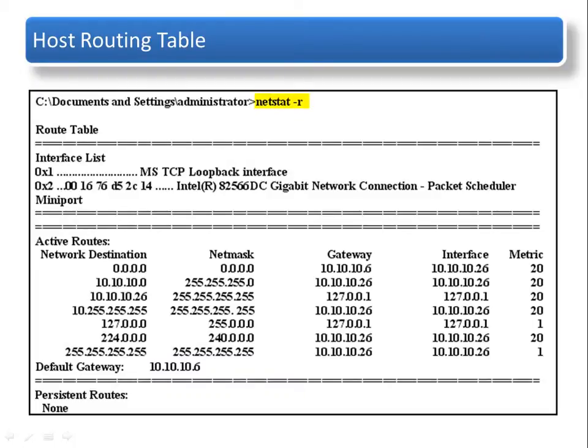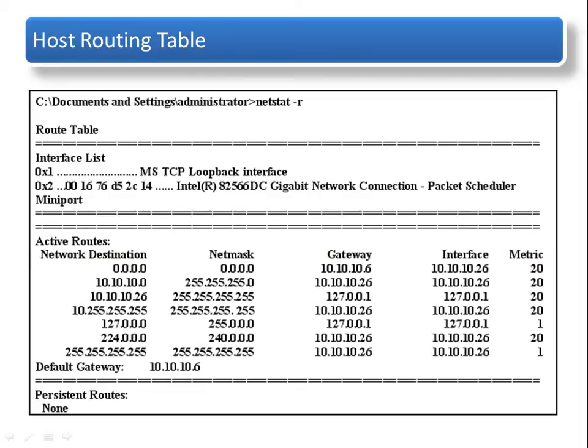Using the netstat -r command, a network administrator can see the host routing table. Routing tables consist of 3 major components: the network destination address, next hop address, and the metrics. In this illustration, the gateway column would represent the next hop address.